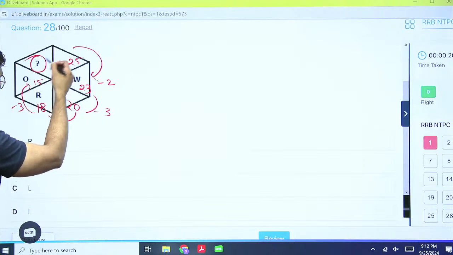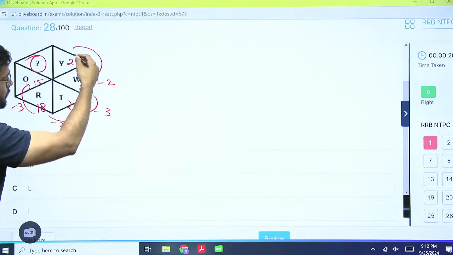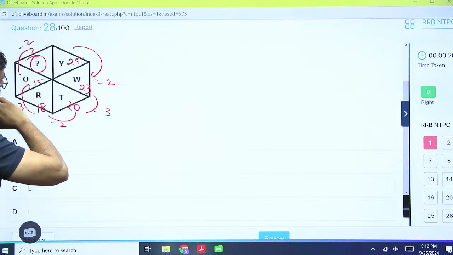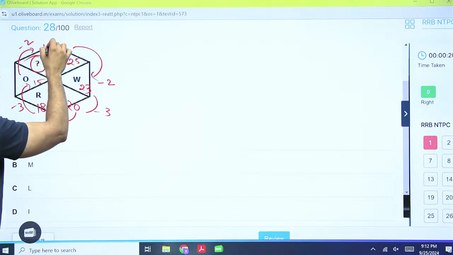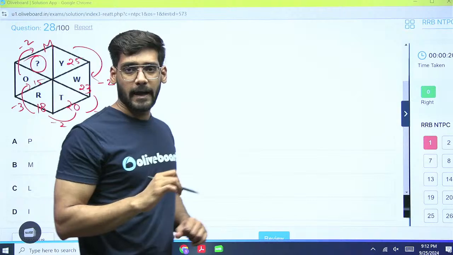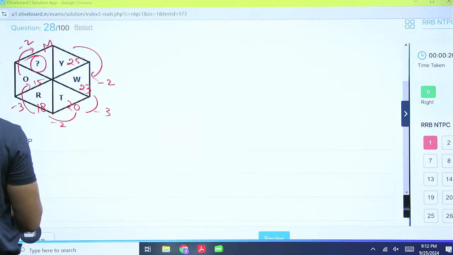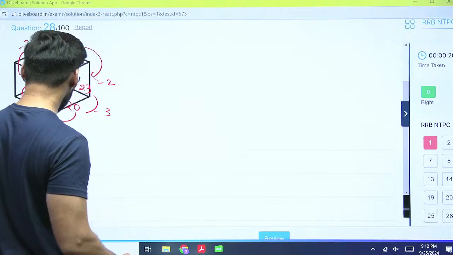And again from 15, if we follow the same pattern, then we have to subtract 2, 15 minus 2, 13, and at 13 we get m. Do we have m in the options? Yes, we have m in option number B. Okay, next question.